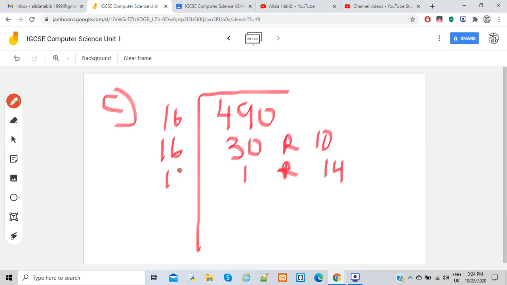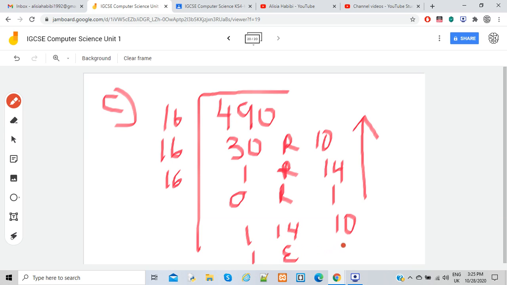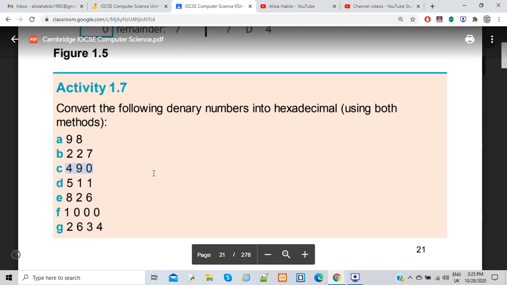And we have to keep going again until we get a 0. 16 can't divide a 1, so that's a 0, remainder 1. So we read our answer from bottom to top, and we have 1, 14, and 10. So this is considered as 1EA, because of course we know that 10 is represented as an A in hexadecimal. So this is pretty much, guys, how you convert denary into hexadecimal in a very simple manner and also very accurate.